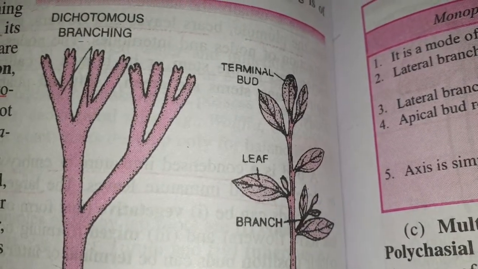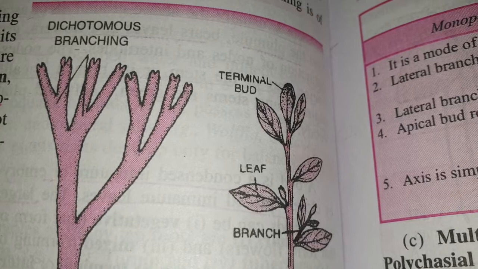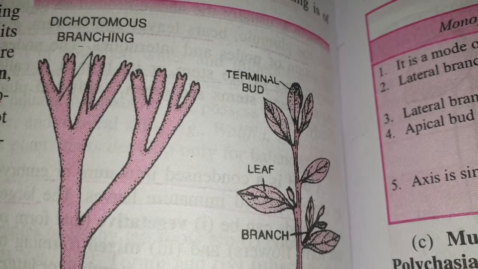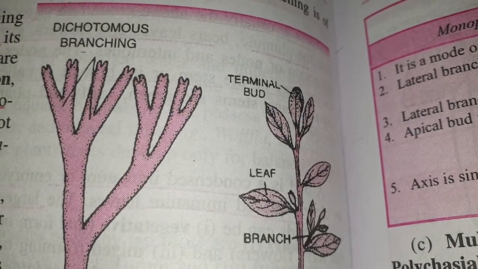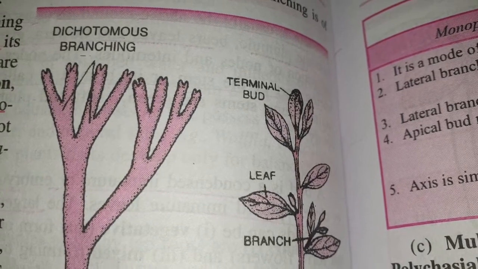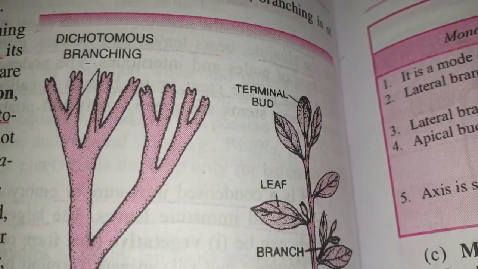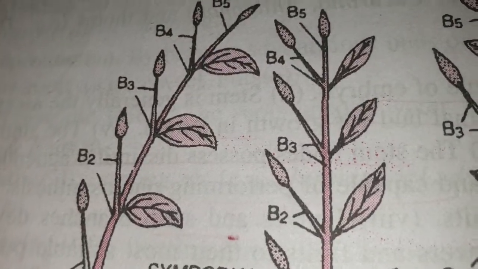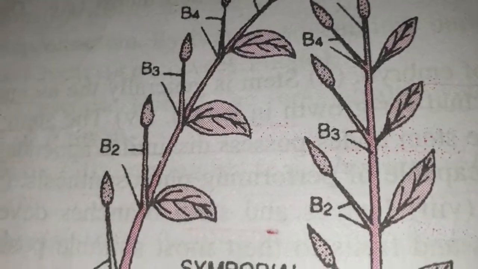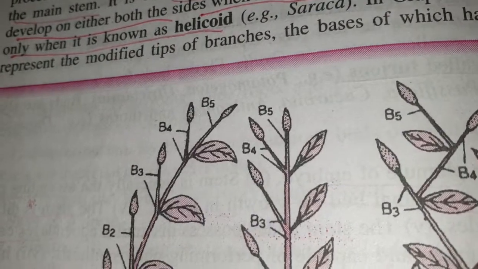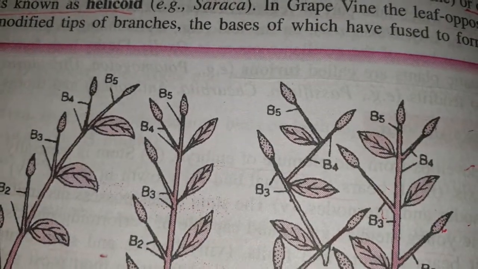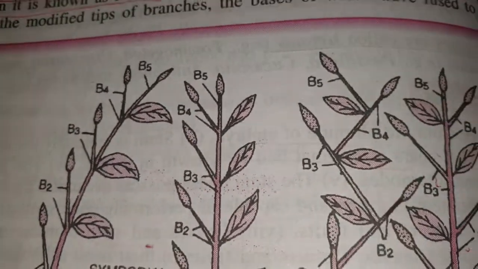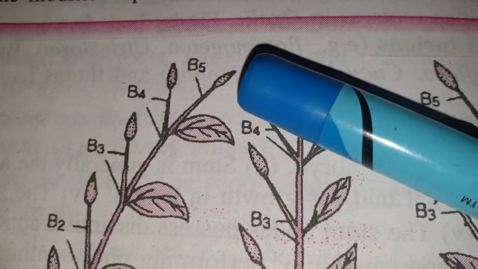And cymose type of branching, in which the tip portion or the axil portion ends in a bud or a flower, okay, or a tendril or a thorn, and the lateral branches go on developing. Now based on this, it can again be divided into three types: uniparous or monochasial, then biparous or dichasial, and multiparous or polychasial.